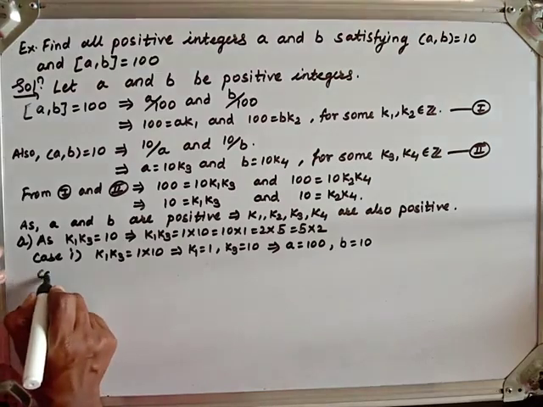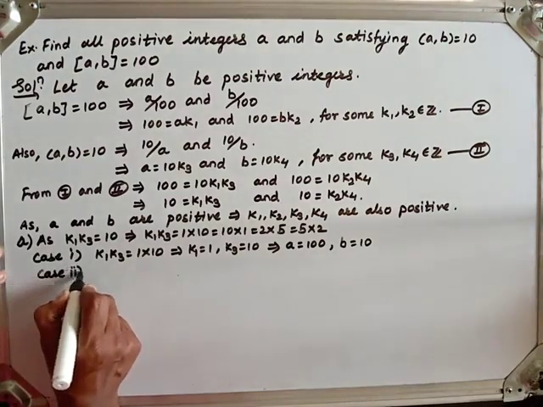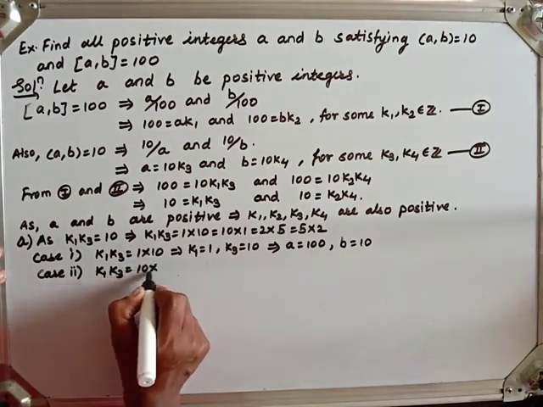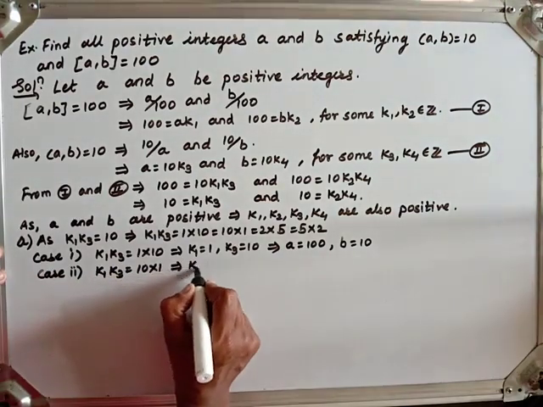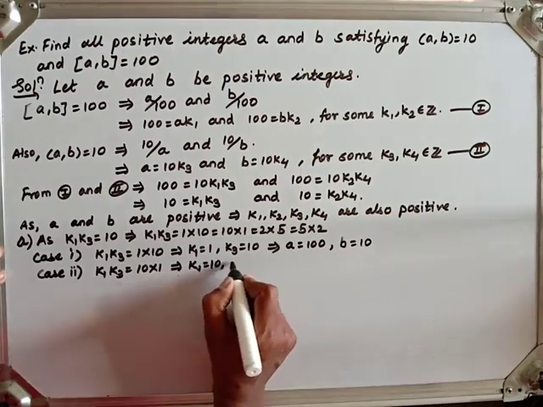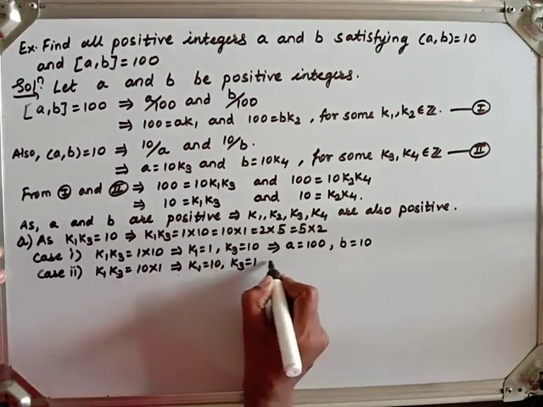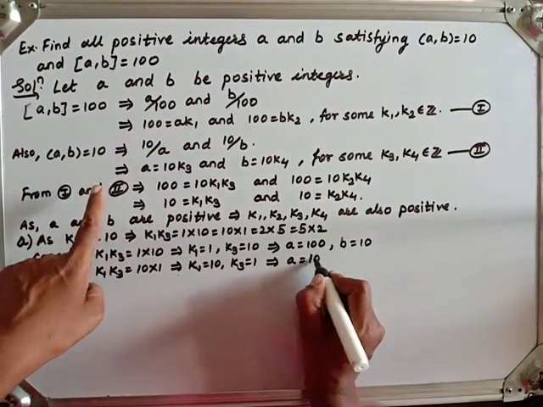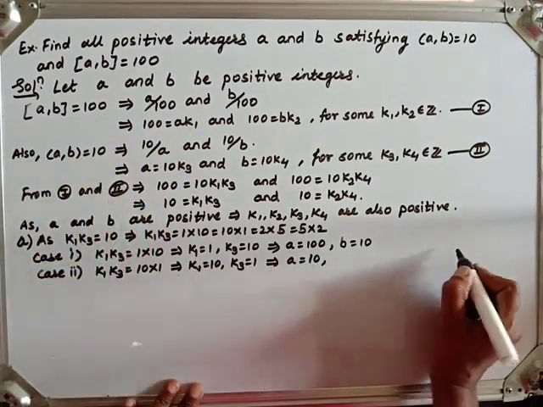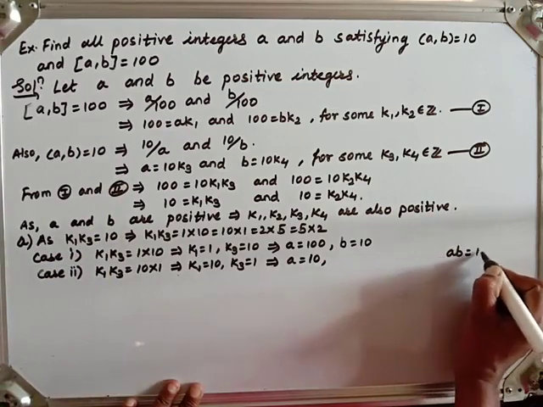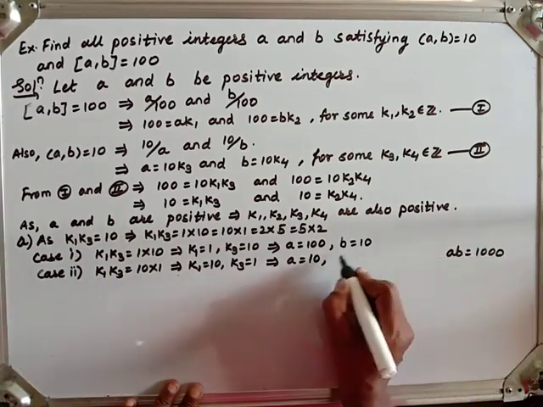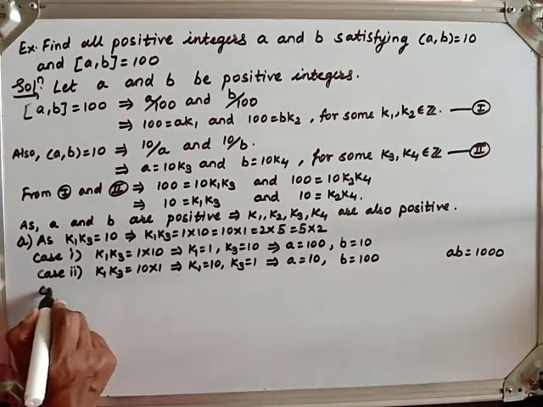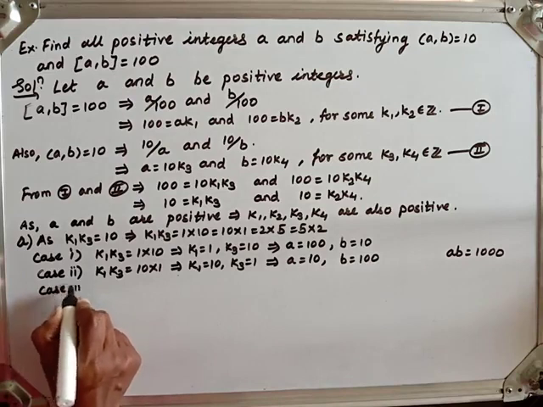Again, case 2. What does case 2 say? K1 K3 is equal to 10 into 1. So this gives K1 is equal to 10, K3 is equal to 1. So this implies, what is A? K1 is 10, then A will be 10. If A is 10, AB should be 1000, so B will be 100.